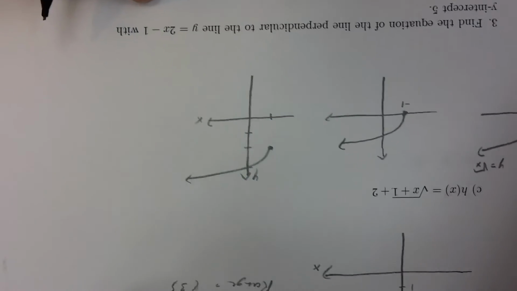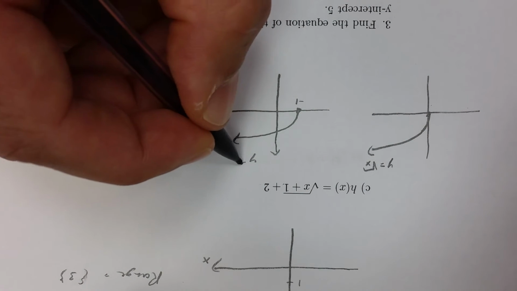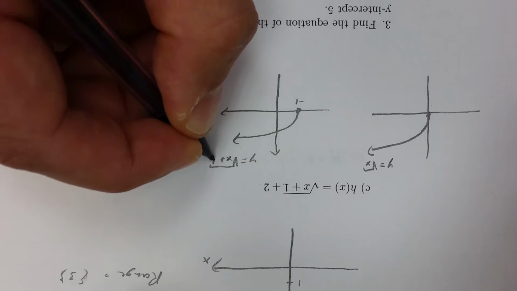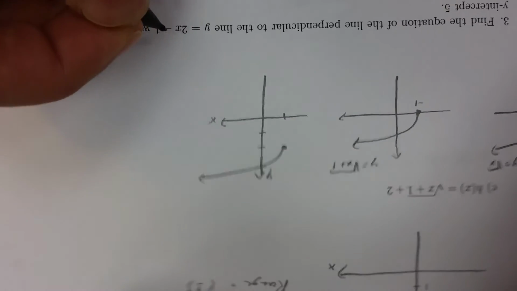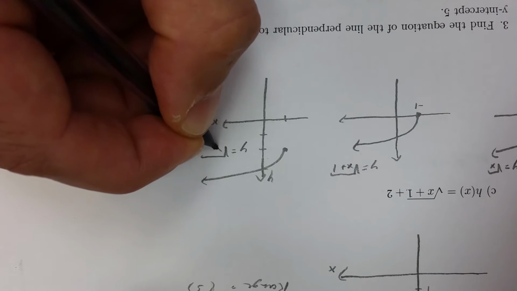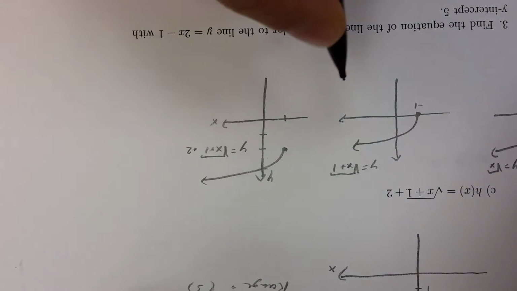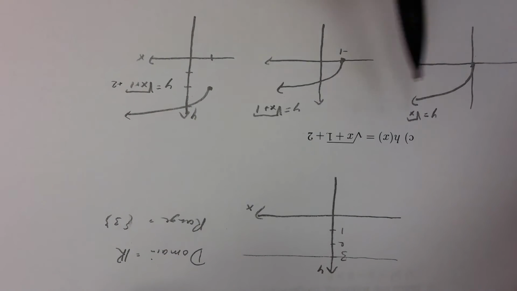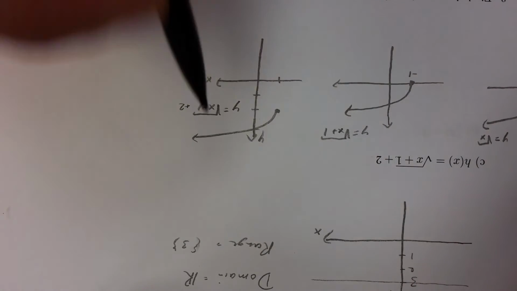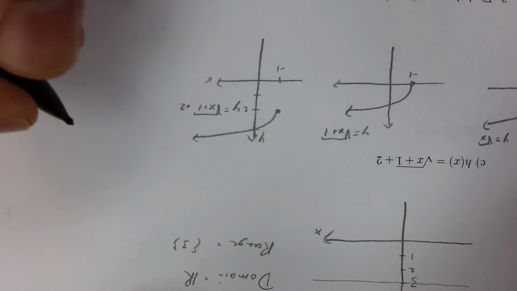So we can see we started with y equals the square root of x. Here we have y equals the square root of x plus 1. That was shifted over 1 unit to the left. And here we have y equals the square root of x plus 1, all plus 2. And we see that that's the original curve shifted 1 unit to the left and 2 units up. So that's minus 1, 2. That's the point where it starts.